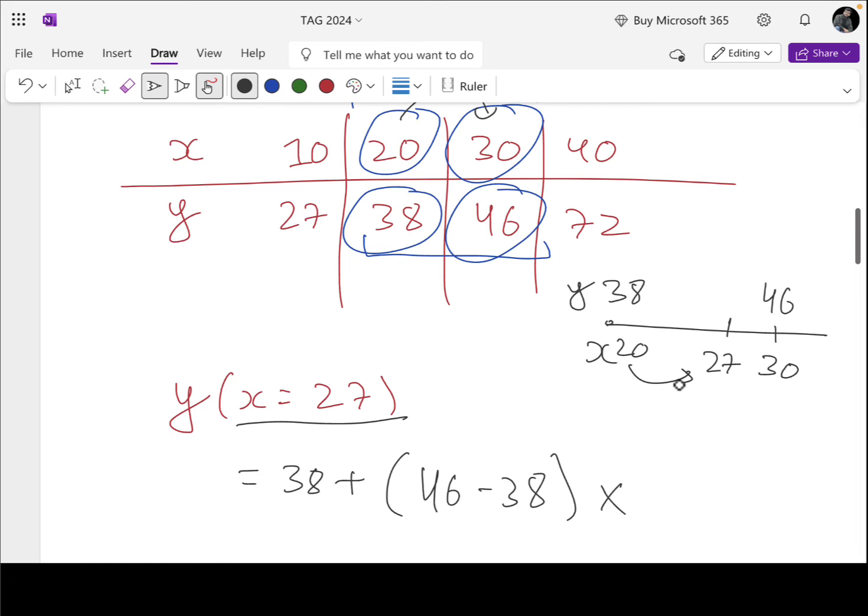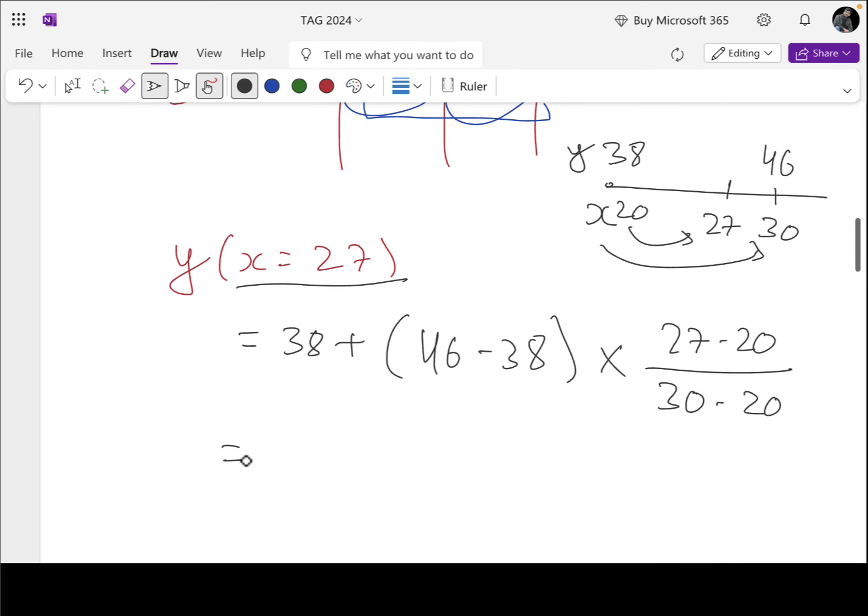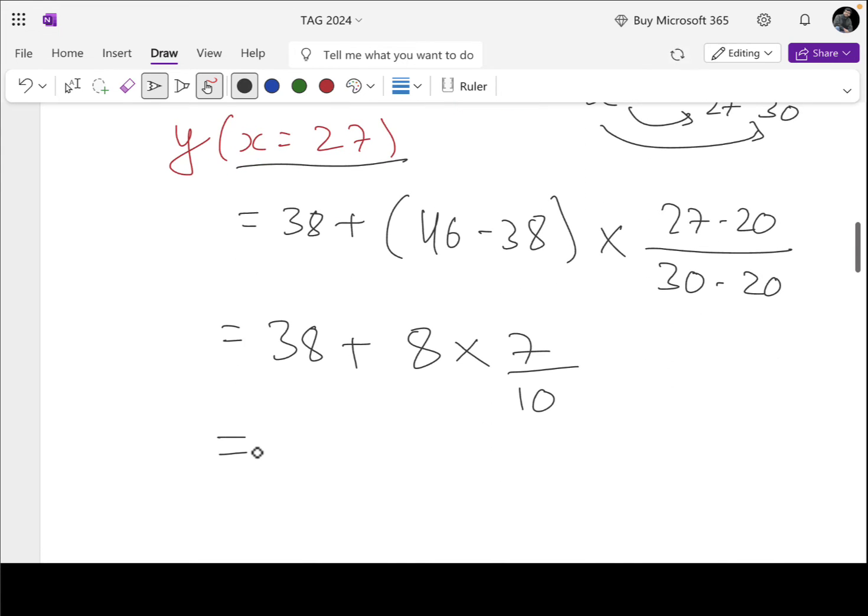So what is the distance between 27 and 20? That is 27 minus 20, that is 7 points. Out of the entire distance, that is 30 minus 20, right? So this would give you your answer, which would be 38 plus 8 multiplied by 7 by 10. Now 8 times 7 is 56, by 10 is 5.6, so it would just be 43.6. This is how you do your linear interpolation.